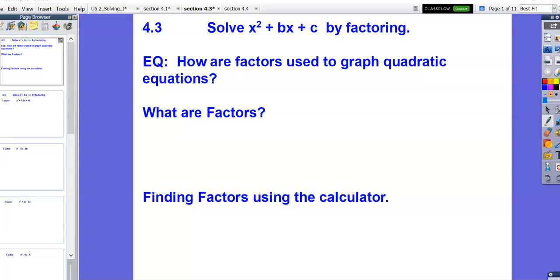All right, today we're going to talk about how to solve y equals x squared plus bx plus c by factoring. Our essential question: how are factors used to graph quadratic equations?